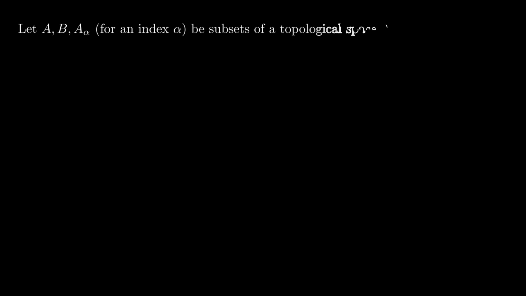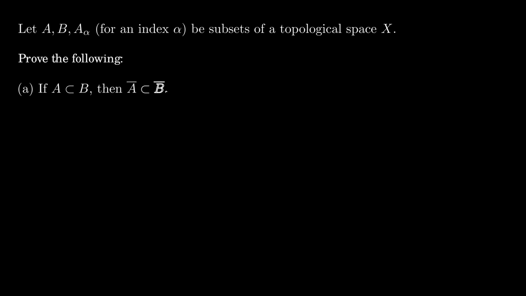Let A, B, and A sub alpha, for an index alpha, be subsets of a topological space X. Prove the following. If A is a subset of B, then the closure of A is a subset of the closure of B. The closure of A union B is equal to the closure of A union the closure of B.